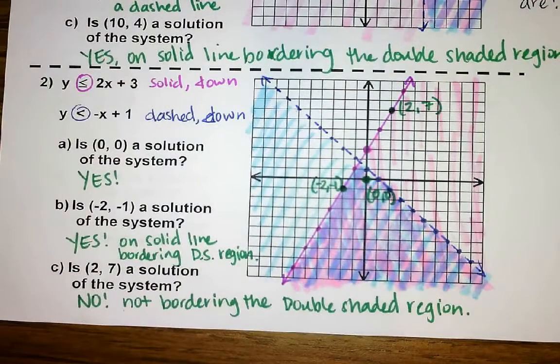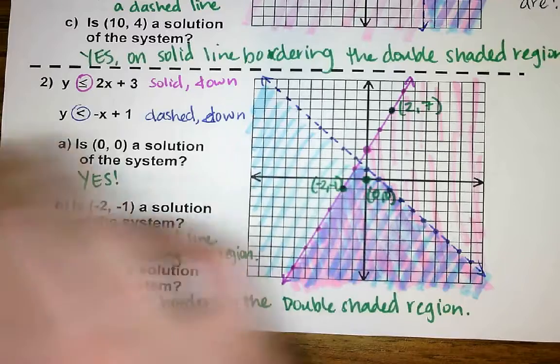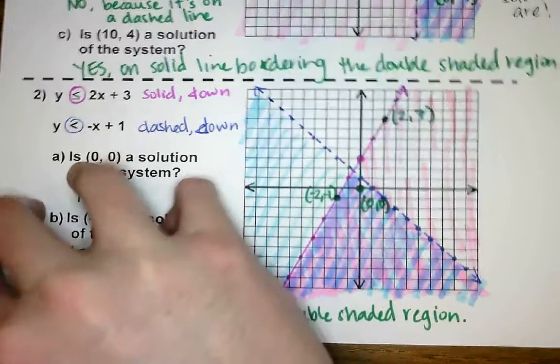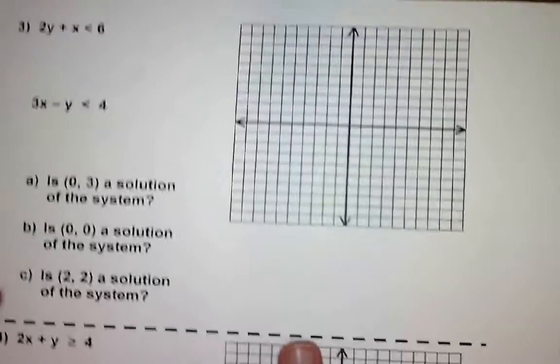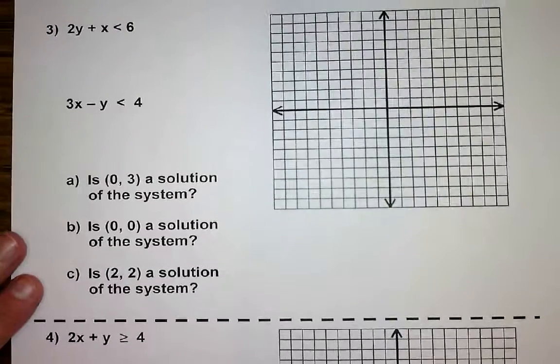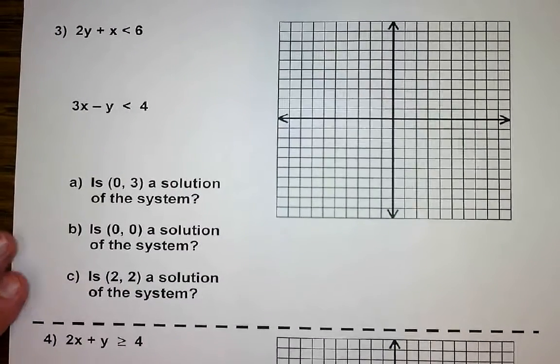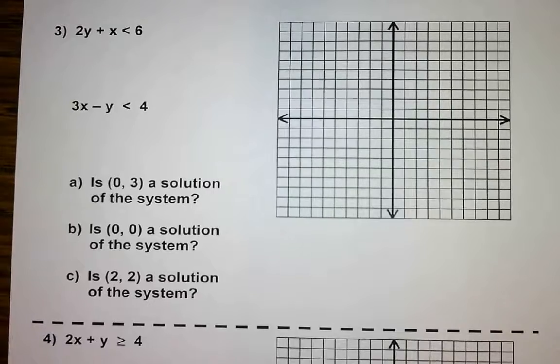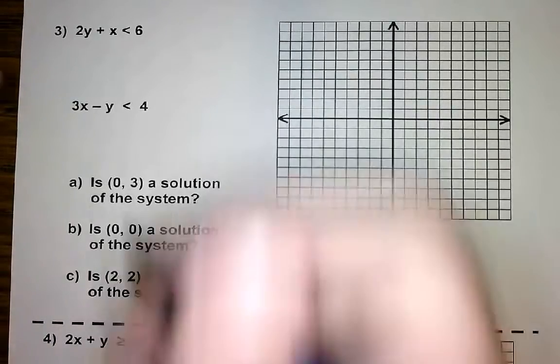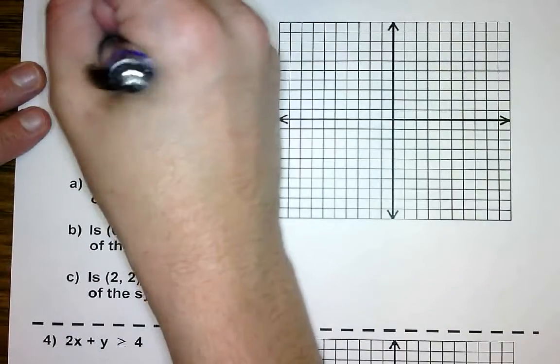All right, guys, so we only have a couple left here. I only have 2 left. But the difference with these next 2 is they are not in slope-intercept form. So what are we going to have to do before we graph it? We got to convert it. All right, guys? So the first one, you need to convert.